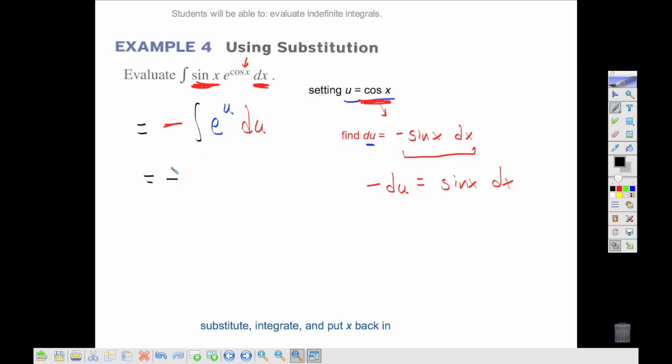We'll now take the antiderivative, keep the negative out front. Antiderivative of e to the u is e to the u. It's a general antiderivative, so plus c. And since we started in terms of x, we should finish in terms of x. And so substitute whatever we had back in there. u is equal to cosine of x, and then plus our constant.